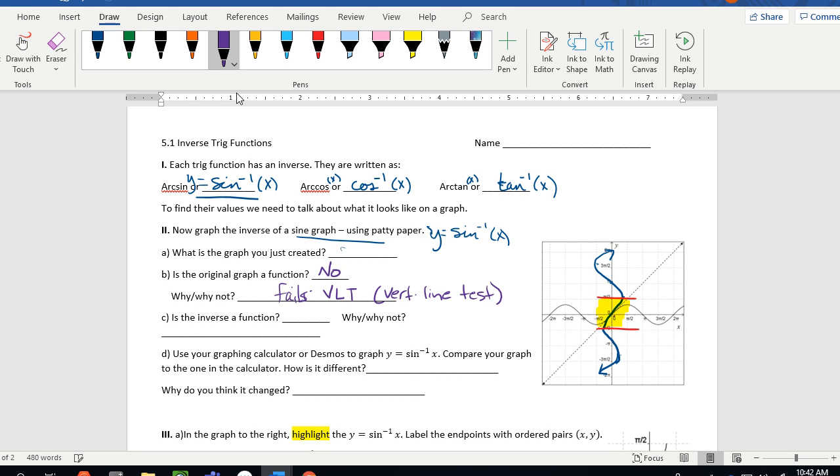The answer is no, because it fails the vertical line test. But this piece right here in red passes the VLT. Okay? So why did it change? The reason it changes when you plug it into Desmos is so that it will pass the vertical line test. Just saying.